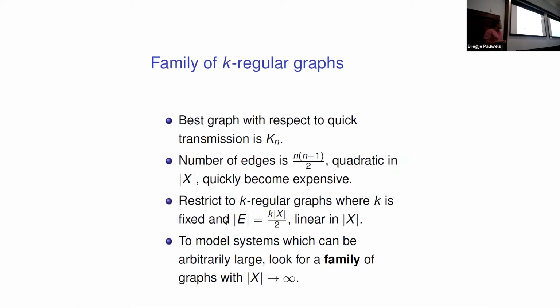And of course, the best graph with respect to quick transmission is the complete graph. You connect everything to everything and can't do better than that. But that's not very cheap because the number of connections is going to grow quadratically with the number of vertices. So this quickly becomes expensive. This gives some motivation to look at the class of graphs where the number of edges is only linear in the number of vertices. So for convenience, you can look at k-regular graphs. Every vertex is connected to k other vertices, and then you will get this many edges.